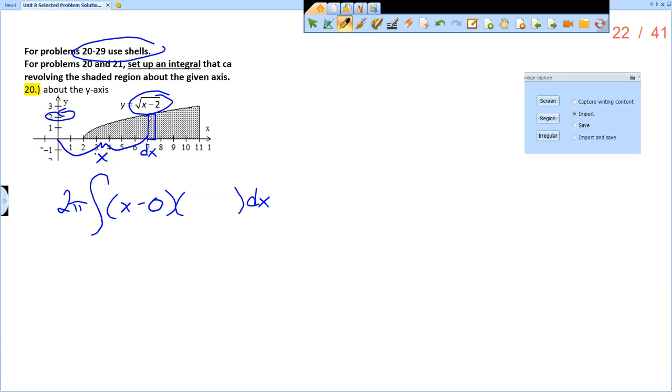Then the height is just the upper boundary of the dx, which is the square root of x minus 2, minus the lower boundary, which is just 0. And then we're going to integrate from left to right, so that would be from 2 to 11. Now we can simplify a little bit: this is just x, then the square root of x minus 2, and minus 0 doesn't do anything. And so we get 2 pi times the integral from 2 to 11. I wrote pi there, but it should say 11. I'm sorry. And so that is problem number 20.